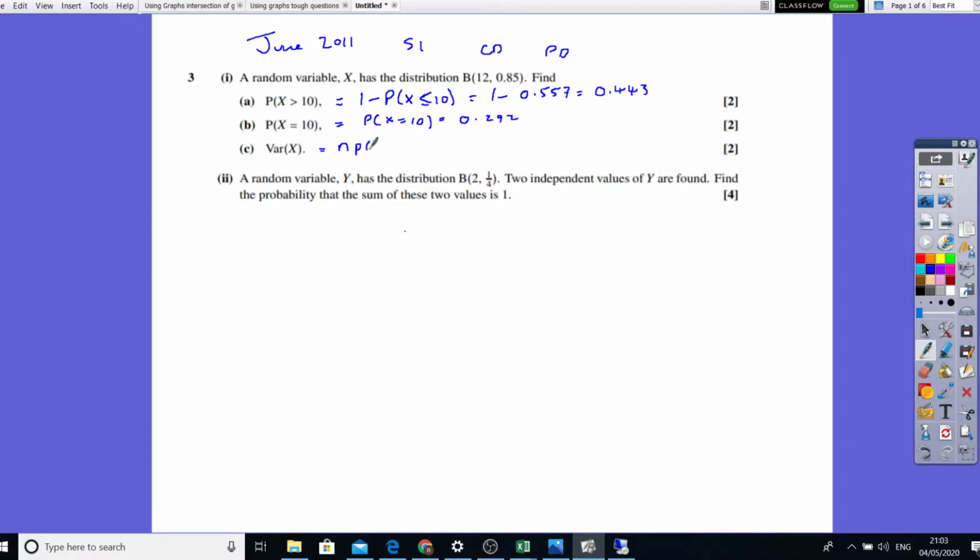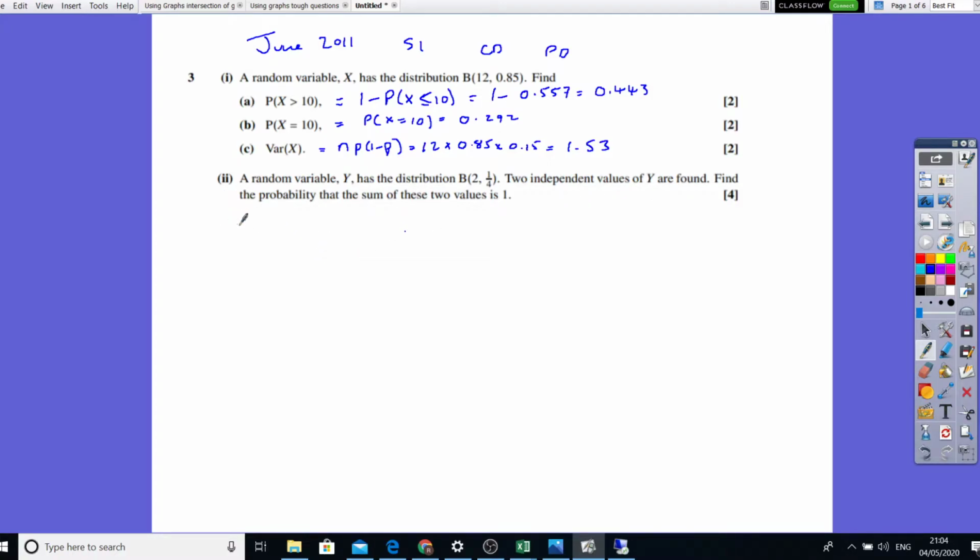Now, the formula for the variance of a binomial is npq. Q, in this case, is going to be 1 minus p. So in this case n is 12, the probability of success is 0.85, and the probability of failure, 1 minus the success, is 0.15. If you multiply those three together, you'll get 1.53. And that is the variance.